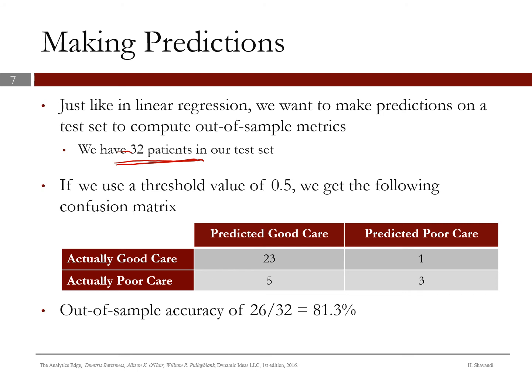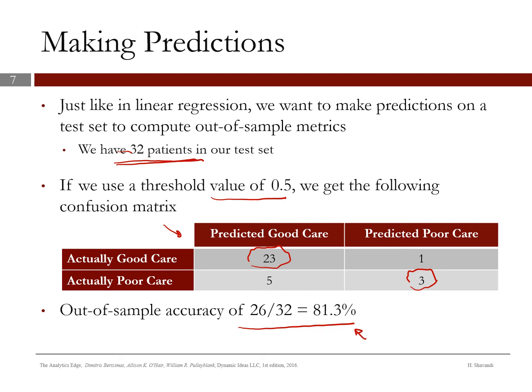Okay, so now we apply the model to predict the outcome of these 32 patients. So if we consider the threshold value of 0.5 and apply the model for the patients in the test data set, here we have this confusion matrix. As you see here, we have 23 here, 3 here, the correct predictions. So if we calculate the accuracy of the model in the out of sample data, we have 26 divided by 32, and it becomes 81.3%.